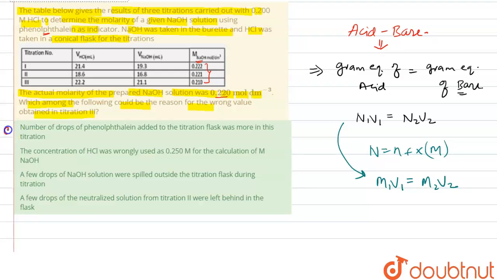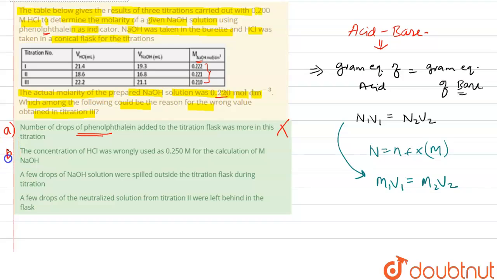Option A says that the number of drops of phenolphthalein added to the titration flask was more in the titration. This is a wrong statement. Why? Because the volume of phenolphthalein has no influence. If we add an extra drop of phenolphthalein to the solution, it will not influence the concentration of NaOH. That's why this is a wrong statement.